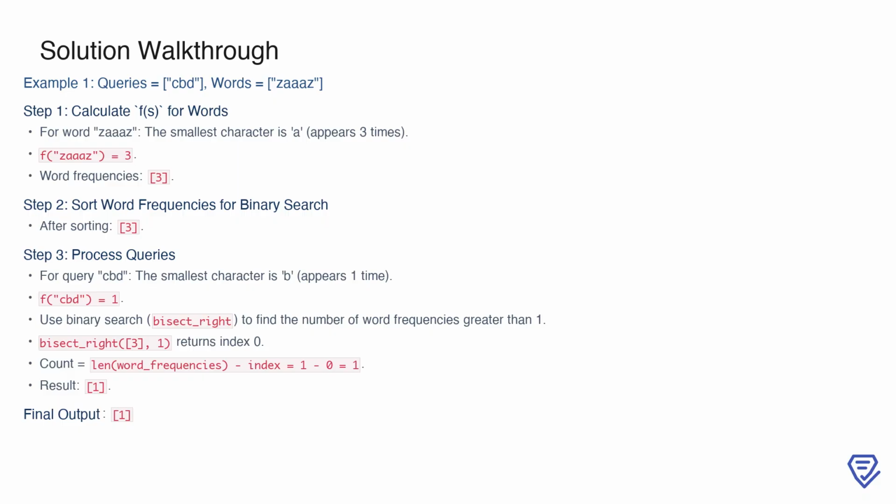For the query CBD, the smallest character is b, which appears 1 time. Hence, f(CBD) equals 1. Using binary search, specifically the bisect_right function, we determine how many word frequencies are greater than 1. The index returned by bisect_right on [3] with 1 is 0, and the count of frequencies greater than this value is calculated as len(word_frequencies) minus index, which gives us 1. Therefore, the result for this query is 1. The final output for this example is 1.